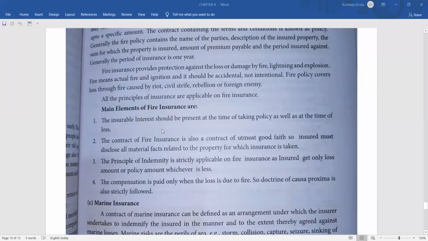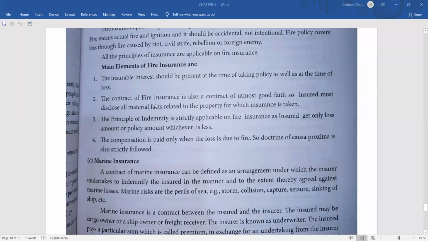Main elements of fire insurance are that the insurable interest should be present at the time of taking the policy. You should have the interest of doing that. The contract for fire insurance is also a contract of utmost good faith. You should be very, very honest. It's not that you insure a godown where there is nothing lying and simply put a fire there, burn garbage, and show that there were lots of things, to claim compensation. That thing should not be there. If it is proved, you will not get a single penny.